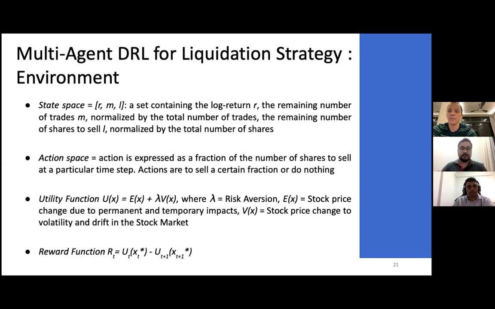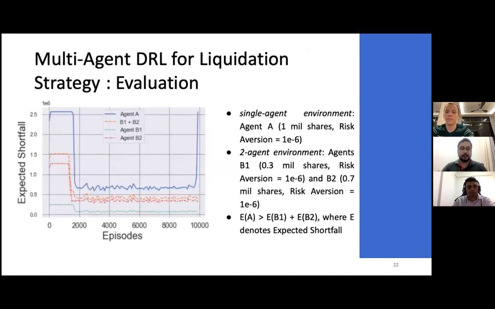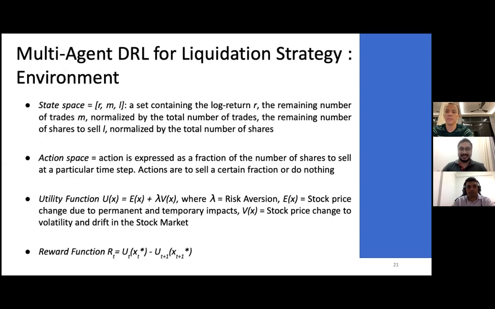The utility function is defined as, as you can see, E(x) plus lambda V(x), where lambda shows the risk aversion of the particular liquidator. E(x) is a quantity which shows the stock price change due to the permanent and temporary impacts as defined in the Almgren model. And V(x) is the impact on the stock price due to the volatility and drift in the stock market. The reward function is just U_t minus U_{t+1}. We just take the difference of the two utilities in two time steps.